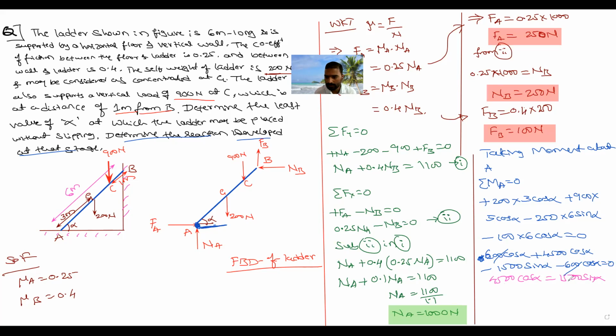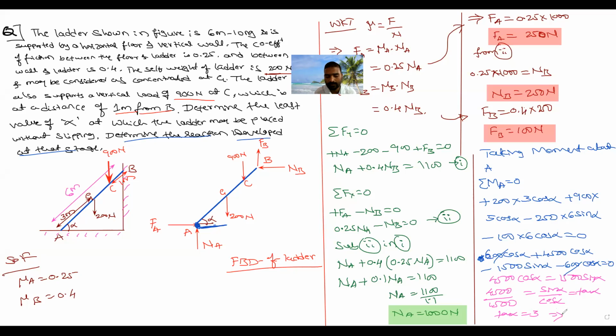So solve this equation. How to solve this one? 4500 divided by 1500 is equal to sin alpha divided by cos alpha, that is equal to tan alpha. So that is 3. Tan alpha is equal to 3. When you take alpha is equal to tan inverse of 3, you will get this.